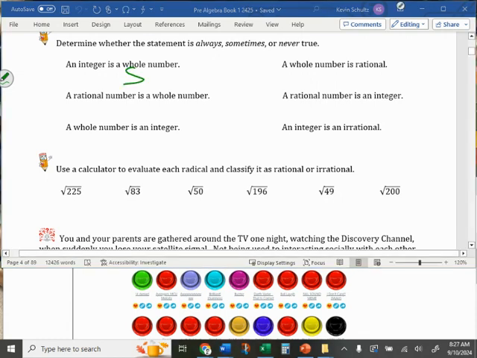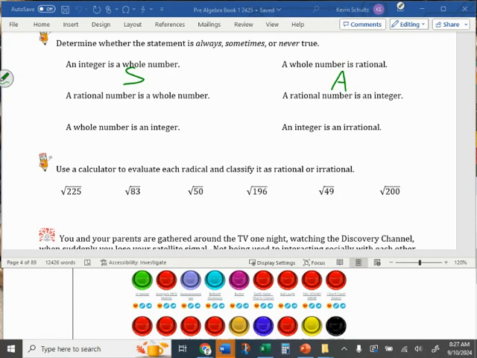Yep. An integer is sometimes whole. If the integer is positive, it is also whole. If the integer is negative, then it's just an integer. Well, it's also rational, but it's not whole. A whole number is rational. Are whole numbers always rational? Are they sometimes rational or never rational? Layla? Always rational. Whole numbers are always rational. Okay?